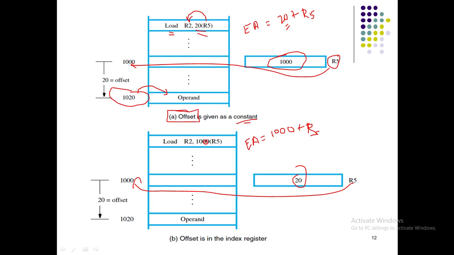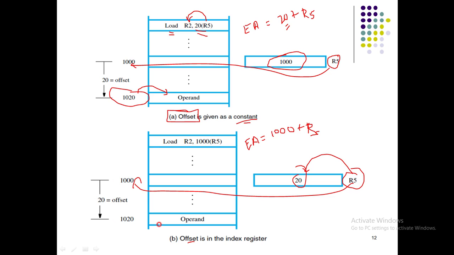But here in the instruction, what are we given? Here in the instruction we are given the memory location. So therefore the offset is where now? In the index register. So this is my index register R5. Inside this index register R5 we have the offset, which is nothing but your 20. I hope this is clear.